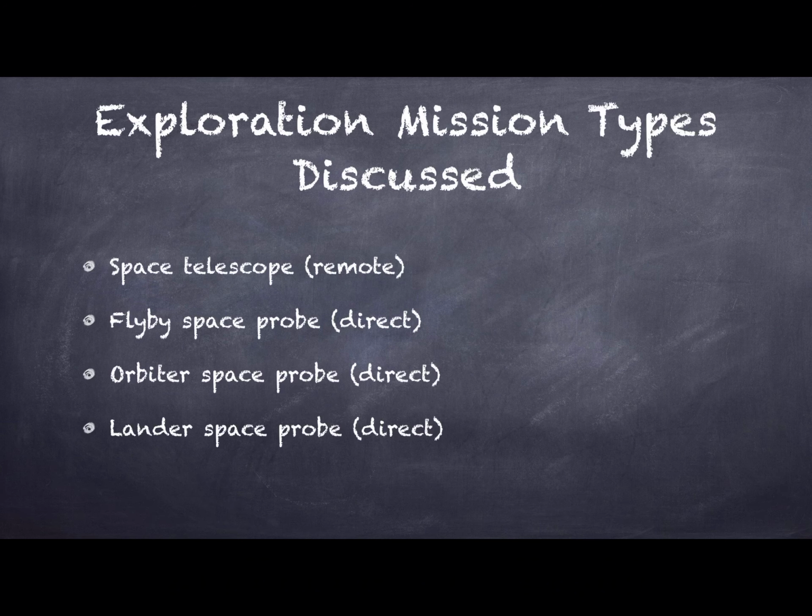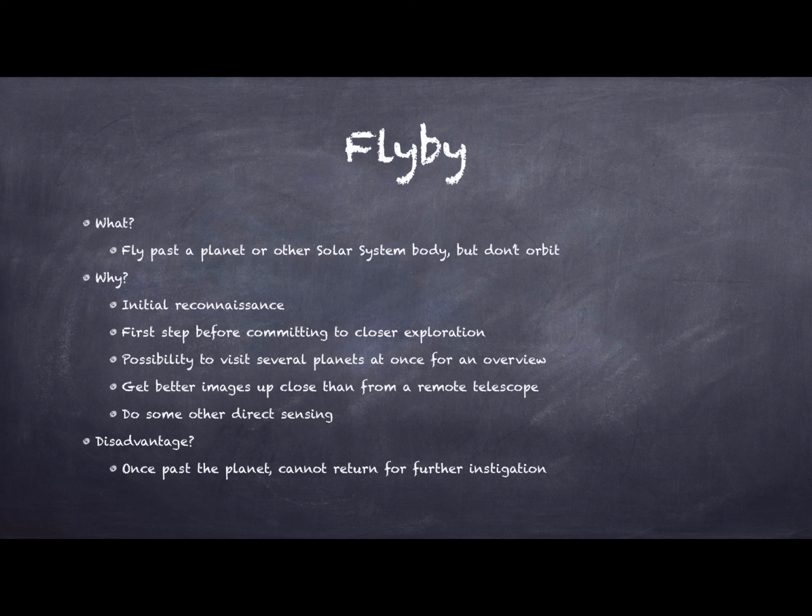Okay, so that basically wraps up the discussion I wanted to have about space telescopes. I want to move on and discuss a few different types of probes in our continuing discussion of space exploration. So those would be flyby probes, orbital probes, and lander probes. And we'll take a look at an example of each one of these.